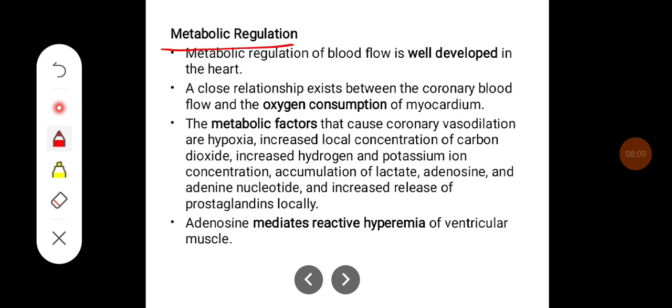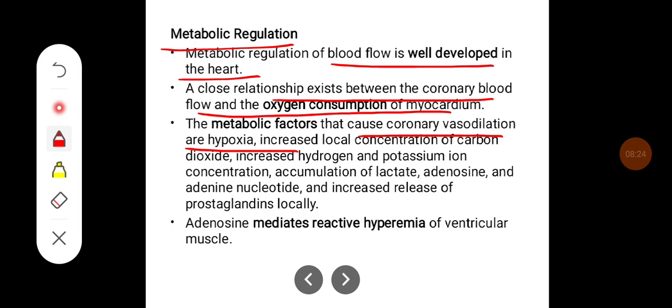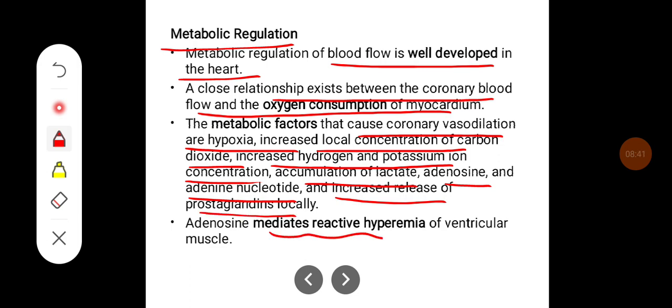Metabolic regulation. Metabolic regulation of the blood flow is well developed in the heart. A close relationship exists between the coronary blood flow and the oxygen consumption of the myocardium. Metabolic factors that cause coronary vasodilatation are hypoxia, increased local concentration of carbon dioxide, increased hydrogen and potassium ion concentration, accumulation of lactate, adenosine and adenine nucleotide, and increased local release of prostaglandins. Adenosine mediates reactive hyperemia of the ventricular muscle.